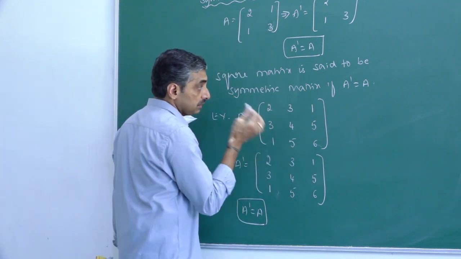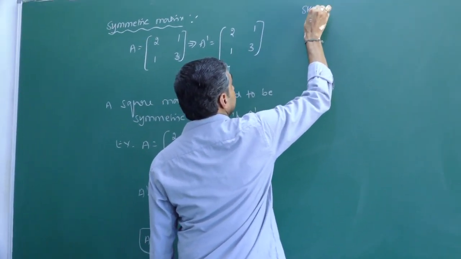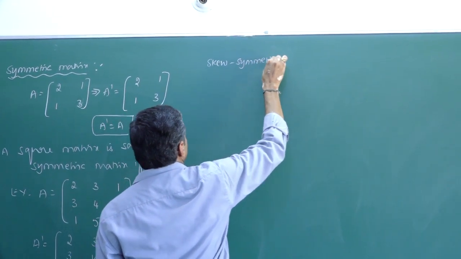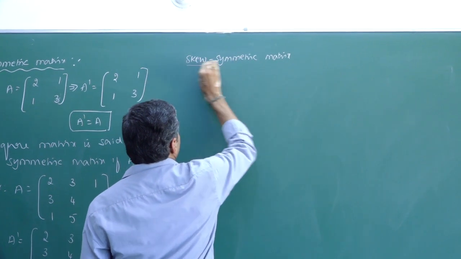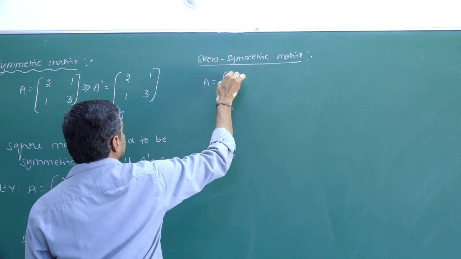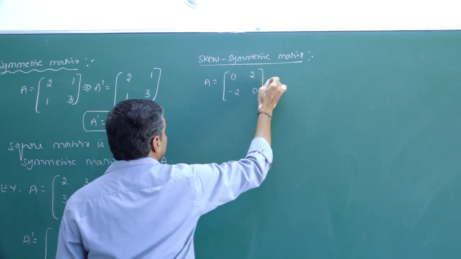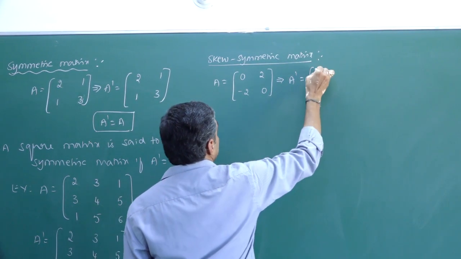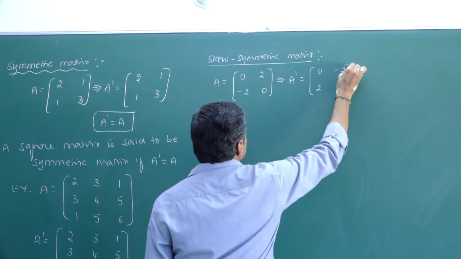So this is symmetric. Now the next one is given by skew symmetric matrix. How can I say it is a skew symmetric matrix? Once again I will go with an example. If A is equal to 0, 2, minus 2, 0, so what is the transpose? A transpose is equal to 0, 2, minus 2, 0.